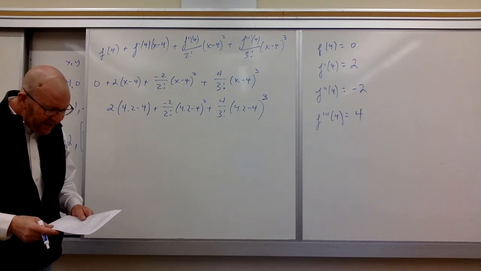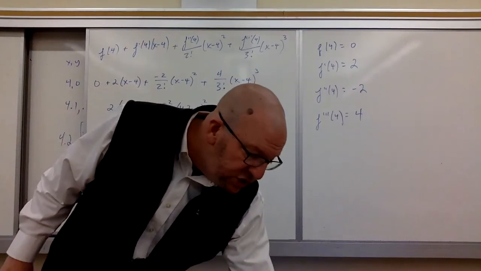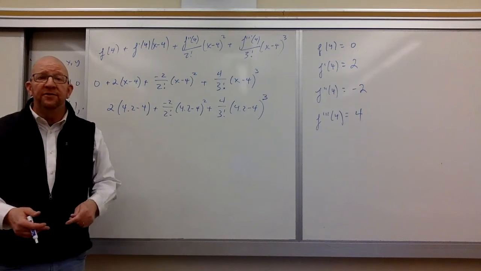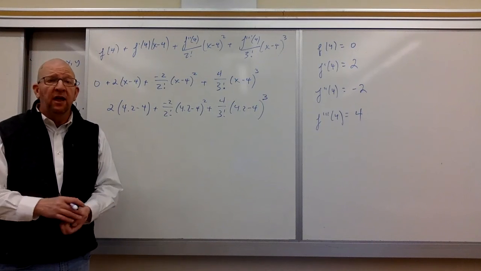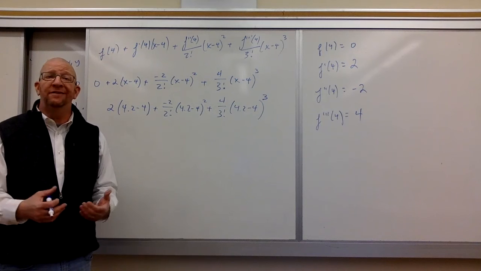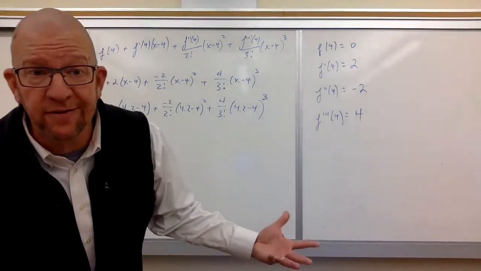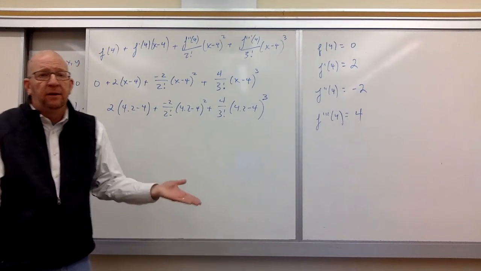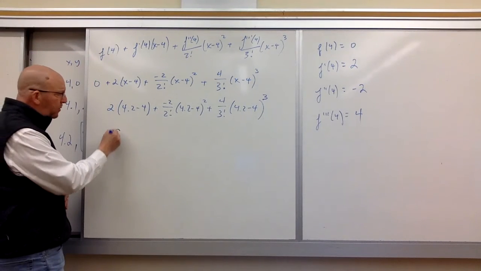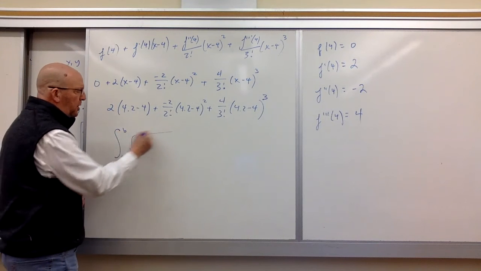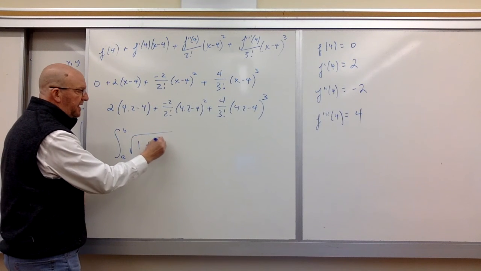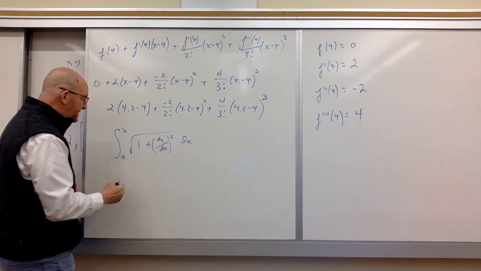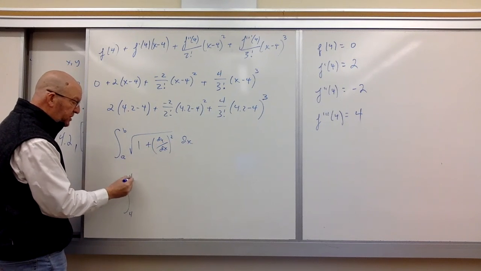All right, and then finally, length of curve. Now, as you recall, length of curve has two formulas, one for parametrically defined functions and one for functionally defined functions. But guess what? There's no parametrics on this year's exam. So we're dealing just with x, y. Do you remember the general formula? Say it with me. Integral a to b, root 1 plus (dy/dx) squared dx. And so in this case, we're going to go integral 4 to 4.2.